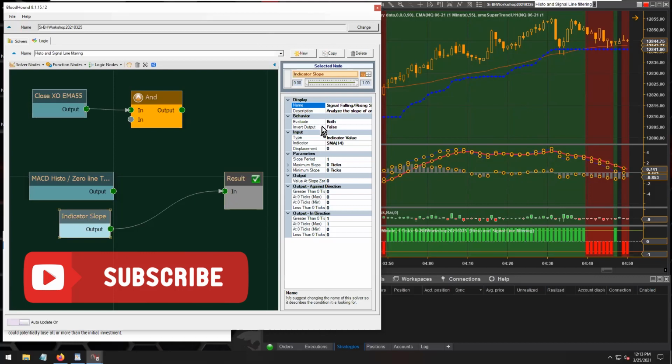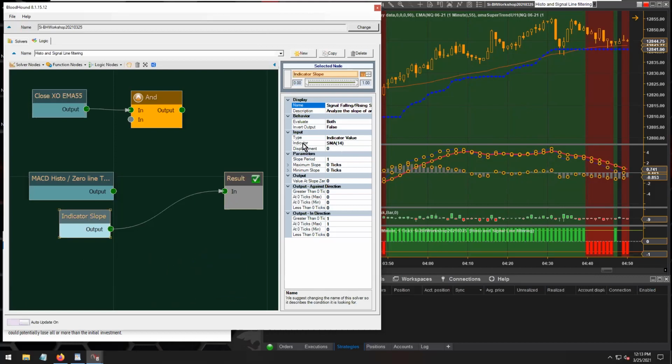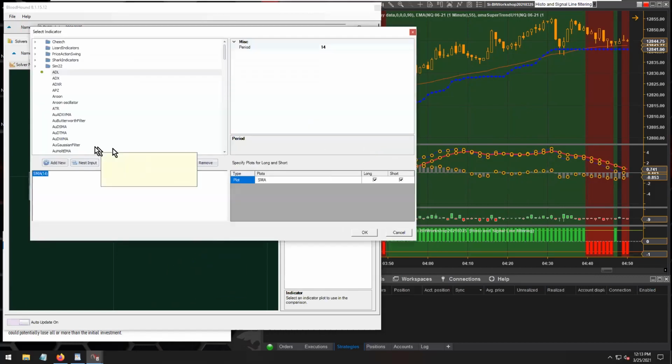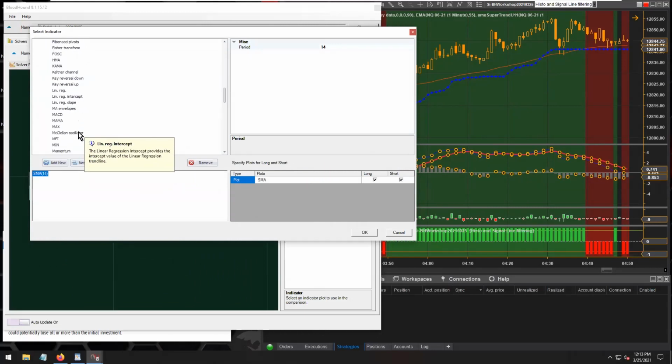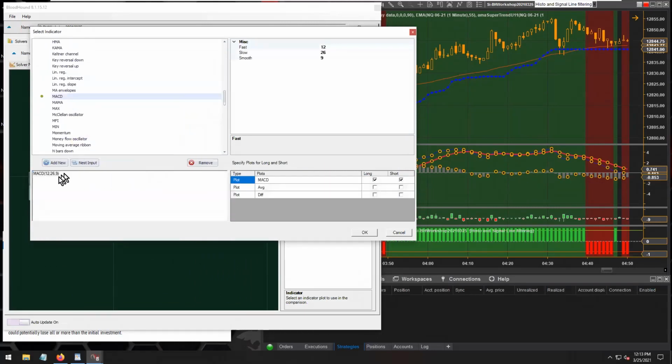Okay, so there's some kind of a name for that solver. And for the input, again, that's going to be our MACD. There's our MACD. This time we're going to select the signal line.